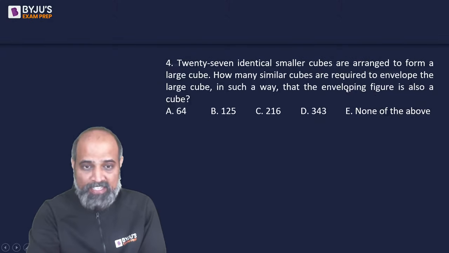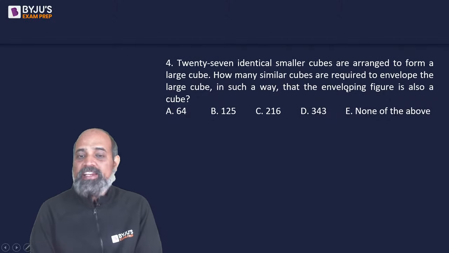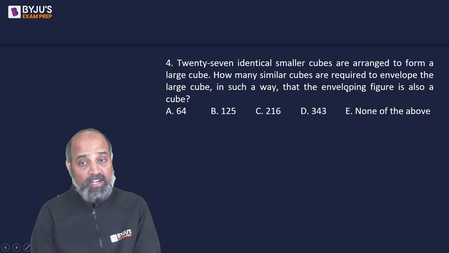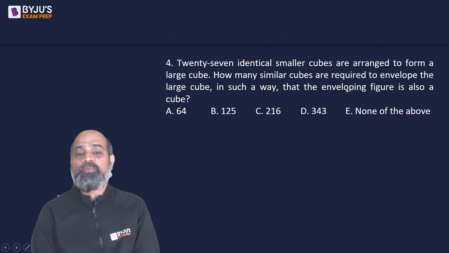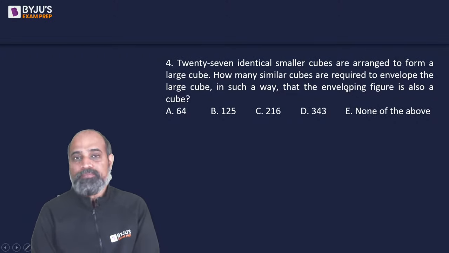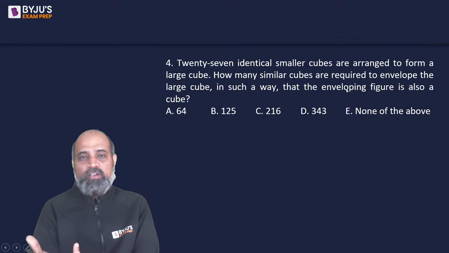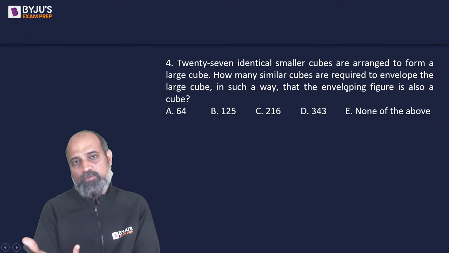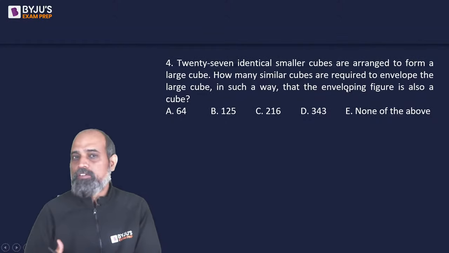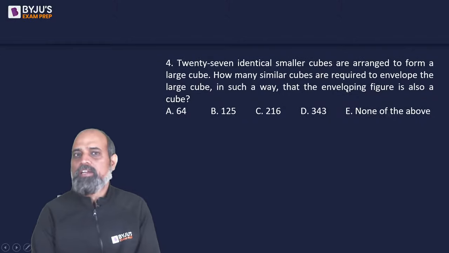Okay, let's try this one. 27 identical smaller cubes are arranged to form a large cube. How many similar cubes are required to envelop the large cube in such a way that the enveloping figure is also a cube? So it is like we need to put a shell around the cube formed by the smaller cubes. We need to put a cover around it, as in if it's an orange, we need to put a peel outside the orange. Okay?